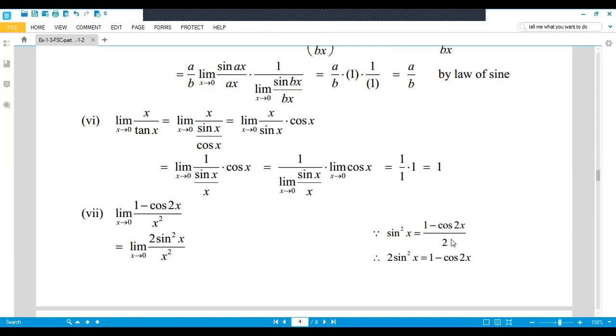1 minus cos 2x divided by 2 is equal to sine square x. So from this formula, 2 is divided here, we shifted it to the other side. So in place of 1 minus cos 2x, you put 2 sine square x.